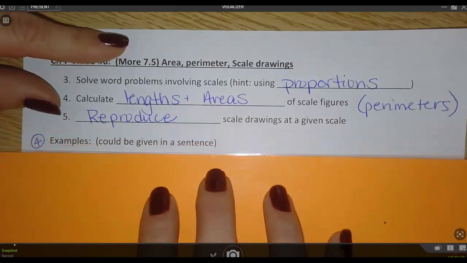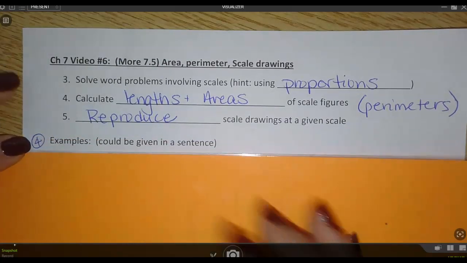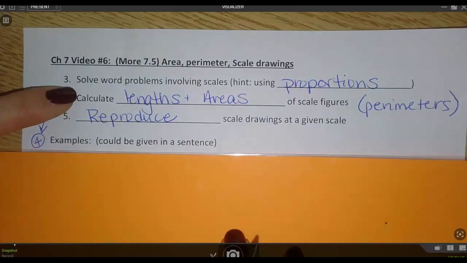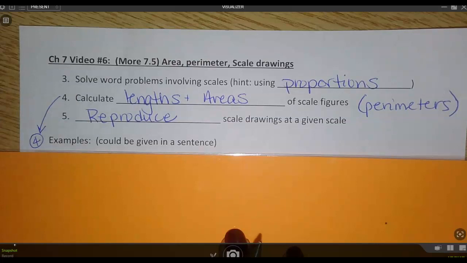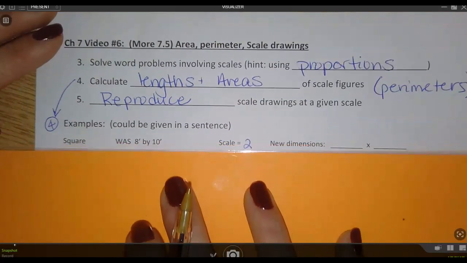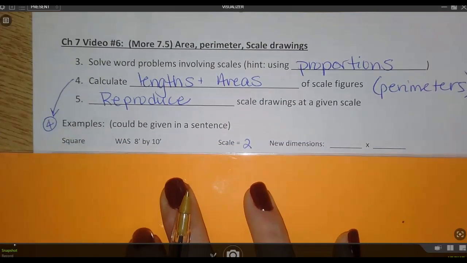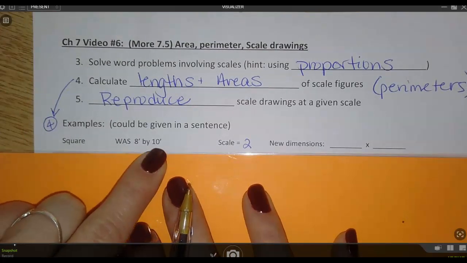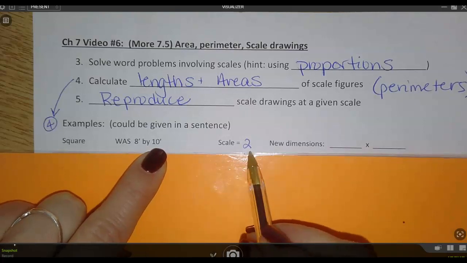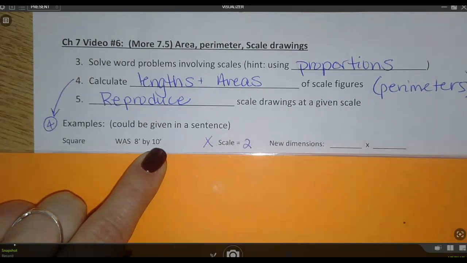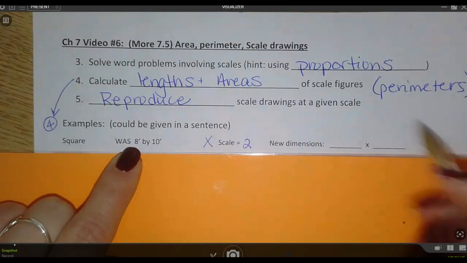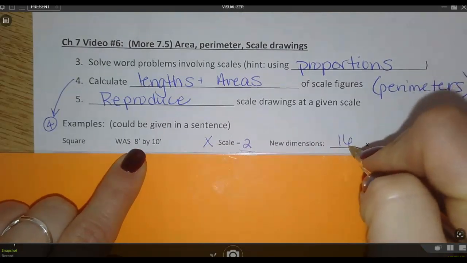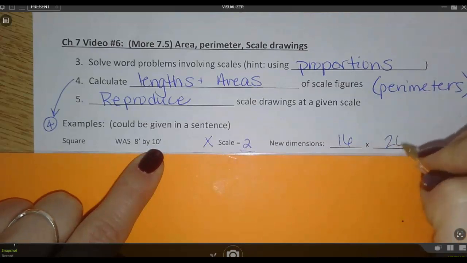Okay, so these are kind of out of order. I want to show you that this is actually target 4 here, calculating lengths and areas of scale figures. So if I give you a problem like this, you start with a square and it has dimensions 8 feet by 10 feet. And they tell you to use a scale of 2. Well, you're always going to multiply by your scale. So everything is basically getting twice as big. Instead of 8, it would be 16. Instead of 10, it would be 20.